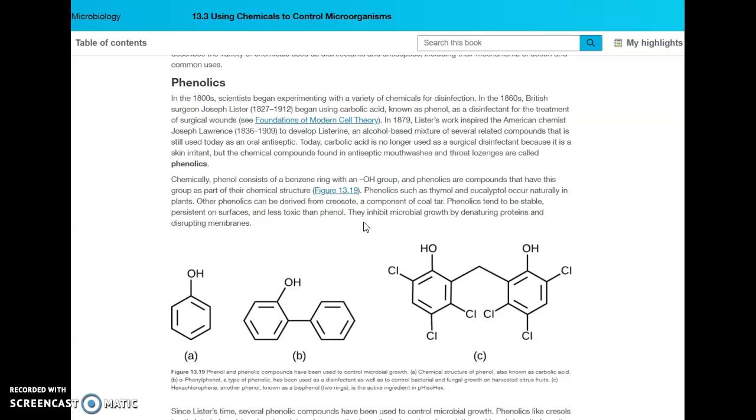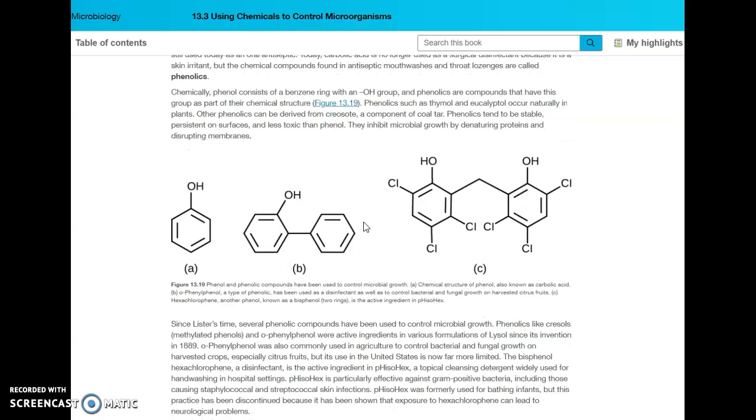Phenolics are pretty stable. They can stay on the shelf for a while. They don't immediately dry, so they can persist in their wet form on a surface, which allows us to have an increased time of exposure. And of course, they're less toxic than phenol. They're not going to be as irritating to the skin. And they denature proteins and disrupt membranes, so they can act as a cidal agent to kill or an inhibiting agent, what we call a static agent.